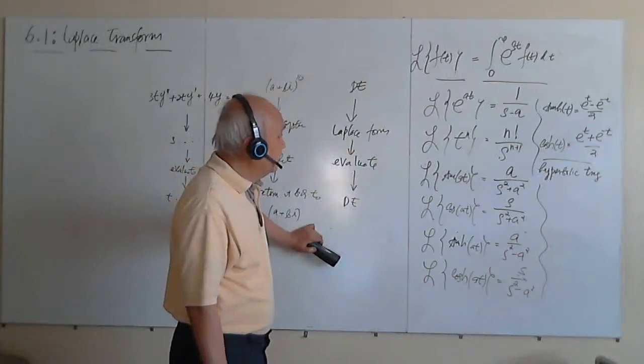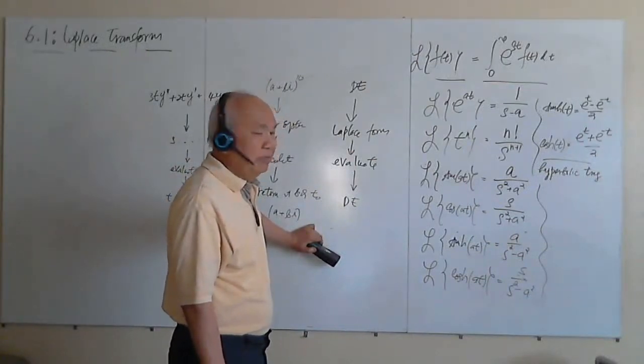So those are the 6 forms that you need to understand. You need to memorize. Okay. Excellent.